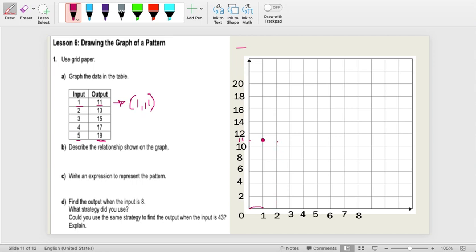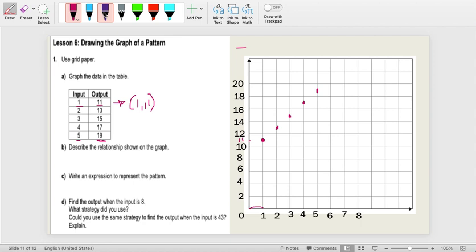So you're going to go to 2 and 13, right? 3 and 15, 4 and 17, and 5 and 19.